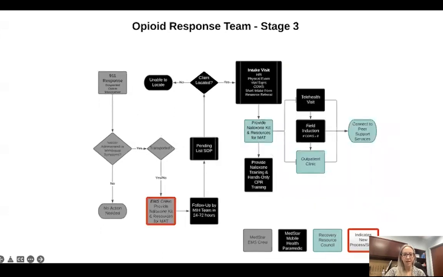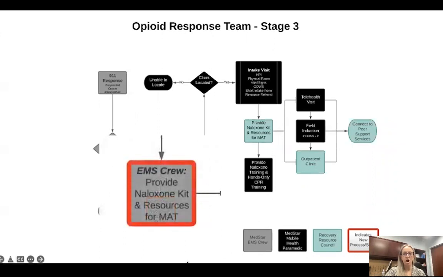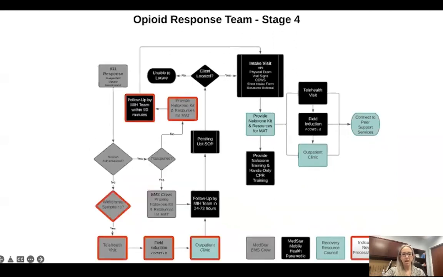So here's stage 3. And you notice down here, we're going to start adding where all of our EMS crews are providing a naloxone kit, and they're teaching patients and their families and friends, if they refuse transport, how to use that. And even if they don't refuse transport, if they're not going to a hospital that supports providing Narcan rescue kits, then we're going to go ahead and make sure they have one.